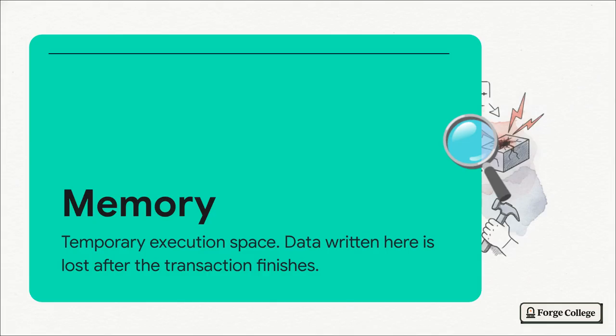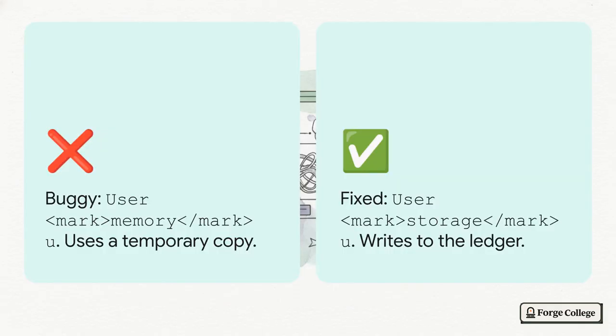If you retrieve a user mapping from the blockchain and assign it to a memory variable, you are strictly working on a temporary copy. Any changes you make to that copy, they get thrown right out the moment the function finishes executing. The good news is the fix is incredibly simple.